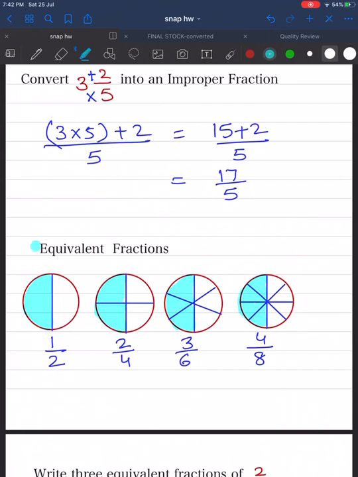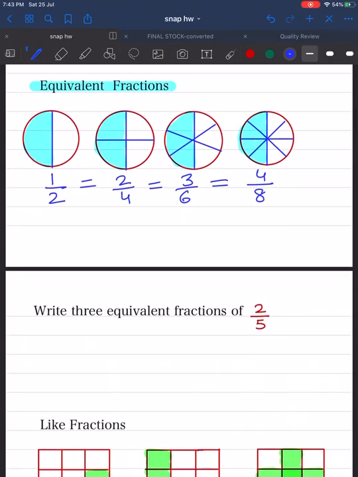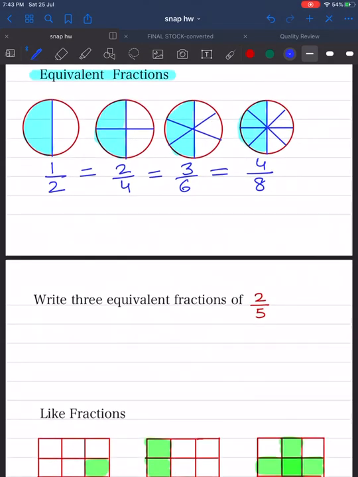So they represent the same value. So such fractions are called equivalent fractions. So here 1 on 2 is equal to 2 on 4 is equal to 3 on 6 is equal to 4 on 8. So they all are half of a circle. Now in order to write equivalent fractions, we have to multiply or divide both the numerator and the denominator by the same natural number.